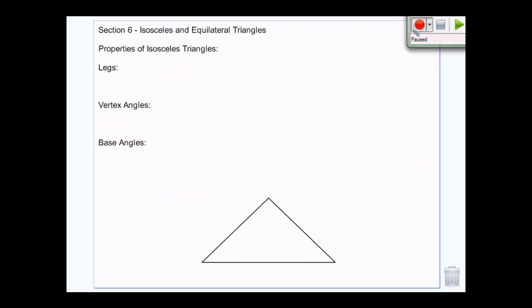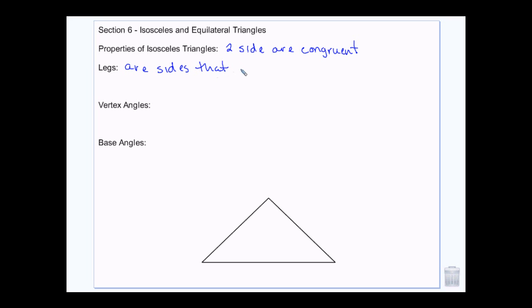And we have the properties of isosceles triangles. As you know, an isosceles triangle has two sides that are the same. Okay, the legs are the sides that are the same length. It shouldn't be vertex angles, it should just be vertex angle. There's only one. The vertex angle is the angle between the two legs.